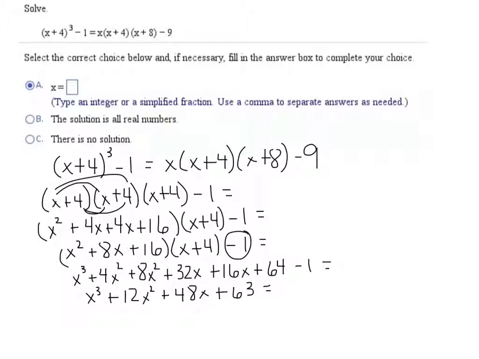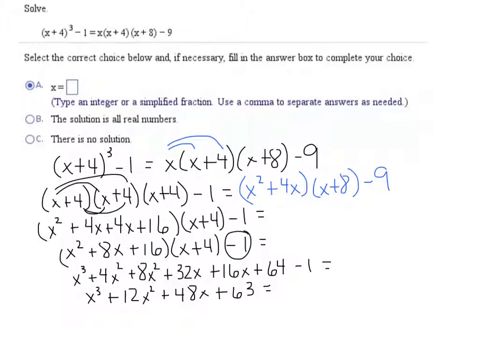And when I multiply this out, I'm going to have x squared plus 4x, and that I'm going to multiply by x plus 8. Do one thing at a time, and then we can subtract the 9.